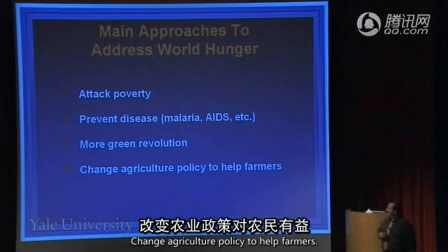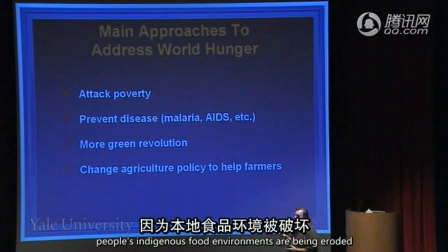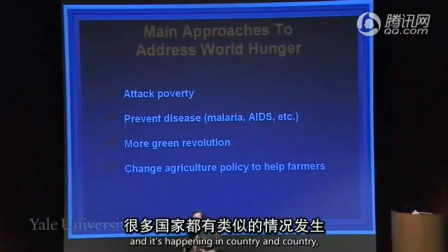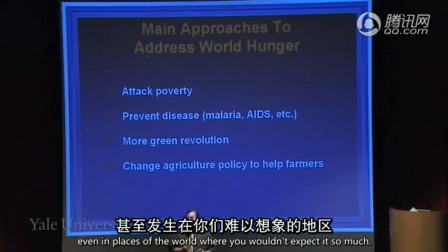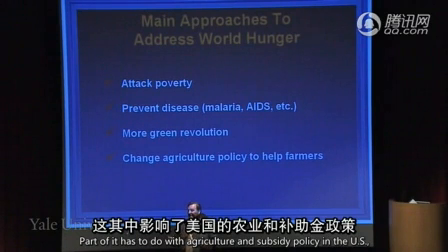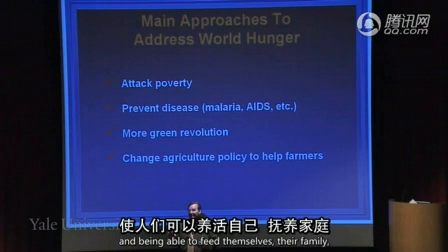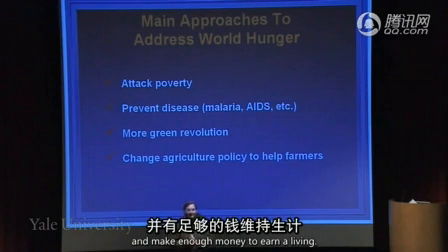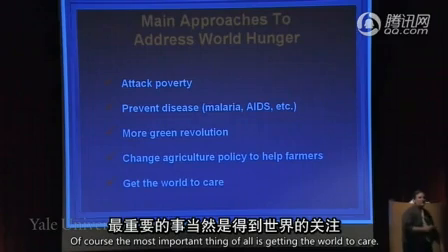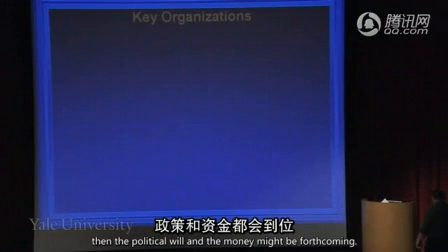Change agriculture policy to help farmers. More and more, people's indigenous food environments are being eroded and they're eating imported processed foods. And it's happening in country after country, even in places of the world where you wouldn't expect it so much. And this has serious implications. Part of it has to do with agriculture and subsidy policy in the U.S., international trade policy that affects the ability of local farmers to survive and being able to feed themselves, their family, and make enough money to earn a living. We'll talk more about those policies. And, of course, the most important thing of all is getting the world to care. And if people care about this, then the political will and the money might be forthcoming.